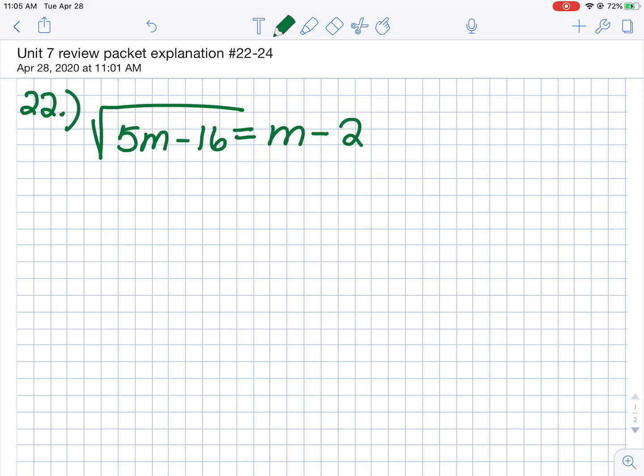Okay, the first thing you always want to make sure is that the square root is by itself as much as possible on one side. In this case, it already is. So if that's the case, we can just square both sides. So I'm going to square both sides here.